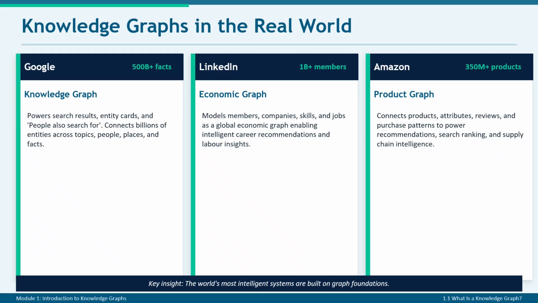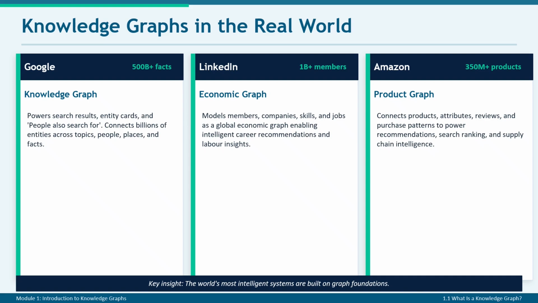Let us ground this in some examples you probably interact with every day without realizing it. Google's knowledge graph powers the information panels you see in search results. When you search for a person or a place, and Google shows you a card with key facts, related entities, and people also search for suggestions. That graph contains over 500 billion facts.